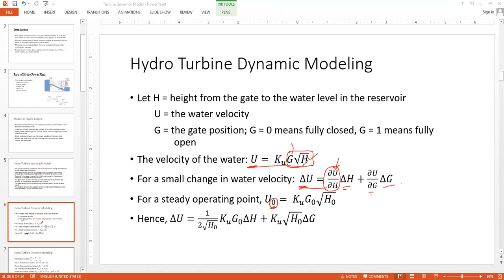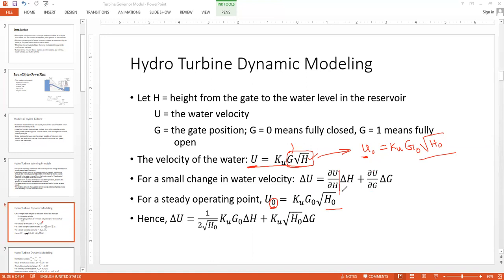So simply this is used as U0 equals K_U G0, where K_U is a proportionality constant and G0 is the value of the gate valve position when U is equal to U0 and H is equal to H0. So this is how it is written. Now you have to calculate ∂U/∂H and ∂U/∂G. And these, of course, are to be evaluated. One thing is missing, you can add it for the completion of the expression.